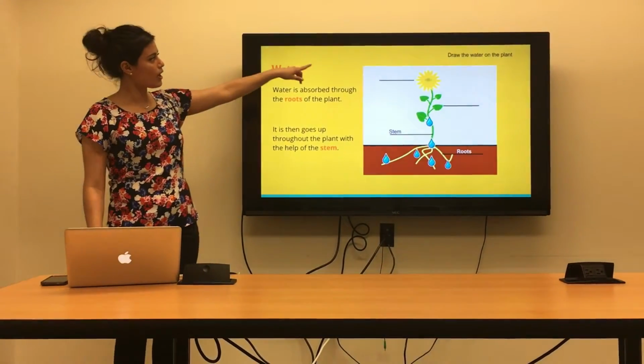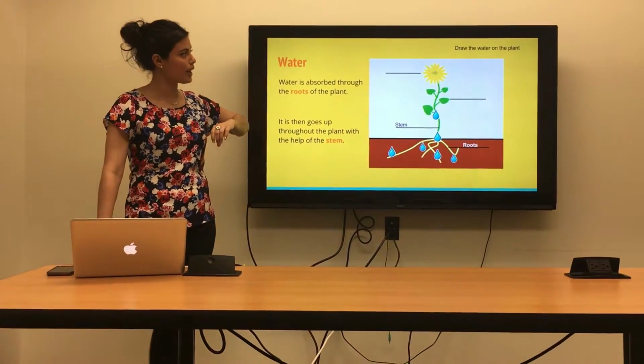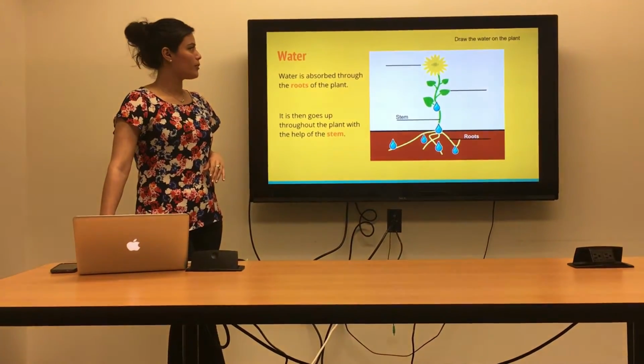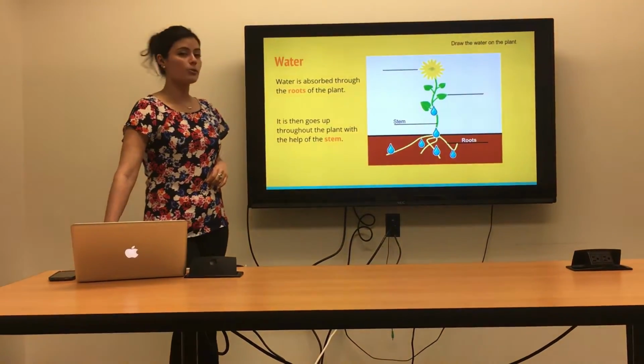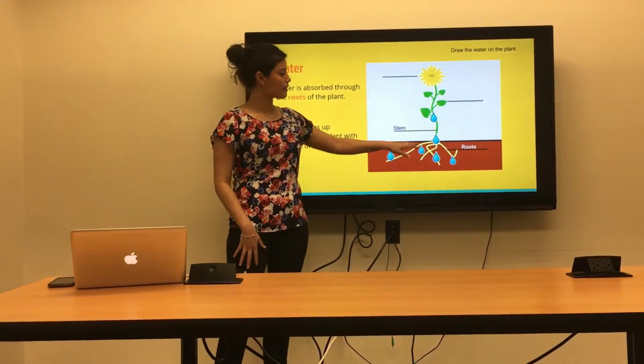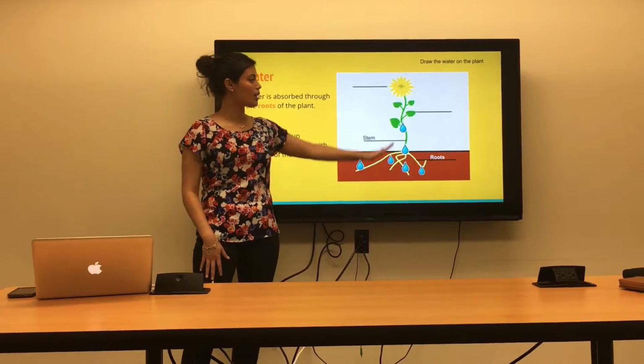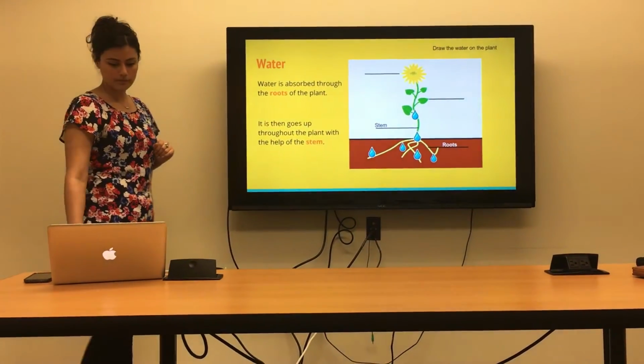Now, as you see, I want y'all to draw the water on the plant onto your science journals. I'll give you a minute to do so. I just want y'all to make sure that you are aware that water is going through the roots first and then goes up through the stem.